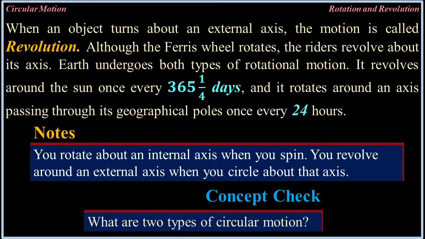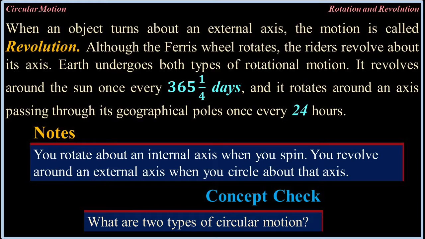Earth undergoes both types of rotational motion. It revolves around the sun once every 365 1/4 days, and it rotates around an axis passing through its geographical poles once every 24 hours. Notes: you rotate about an internal axis when you spin. You revolve around an external axis when you circle about that axis. Concept check: what are two types of circular motion?